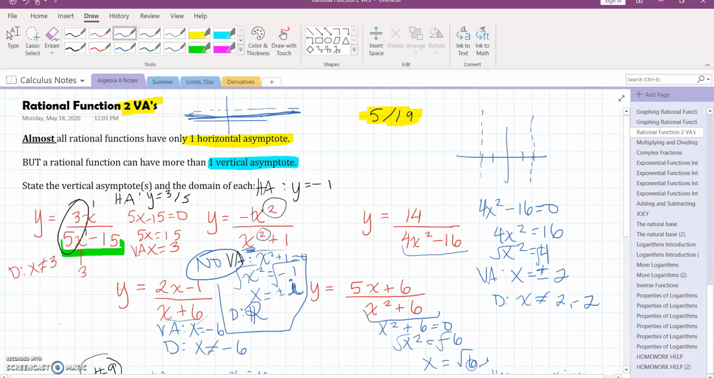That would be root 6i plus or minus. That means there are no vertical asymptotes because we can't have imaginary asymptotes. So that means your domain is all real numbers again.